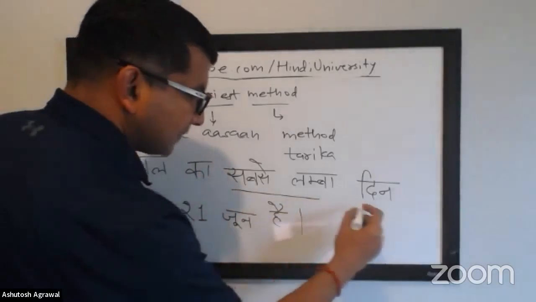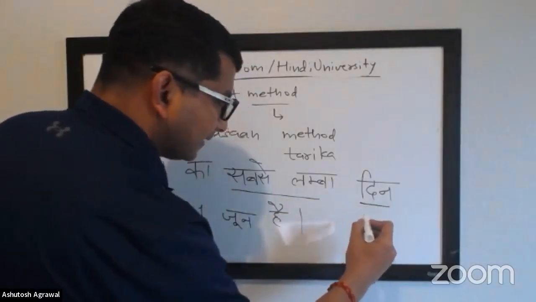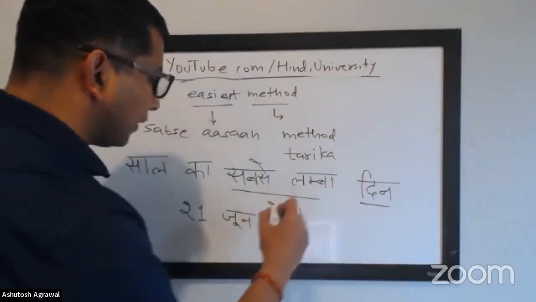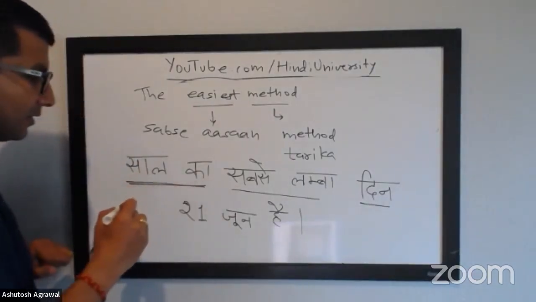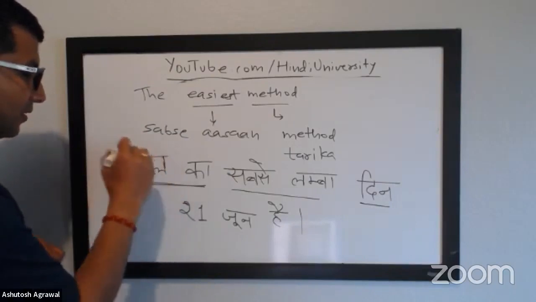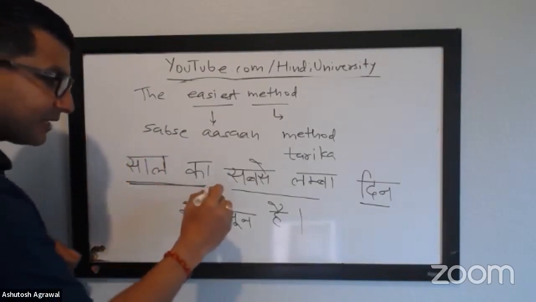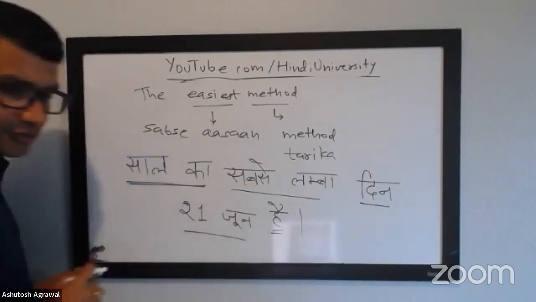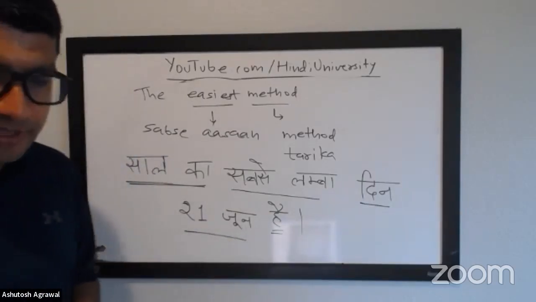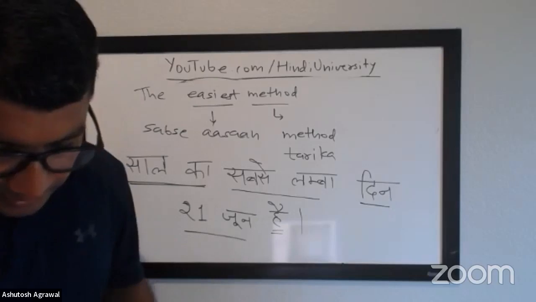सबसे लंबा. And then day is din. Right? So sabse lamba din is the longest day. What is saal ka? Of the year. Okay. The longest day of the year is 21st June. Okay. Awesome.